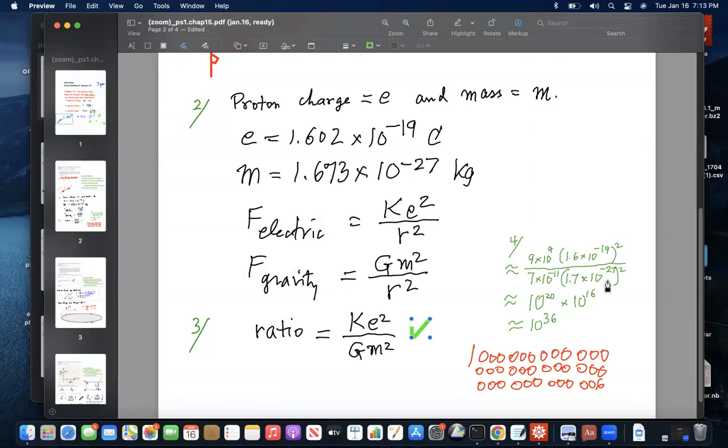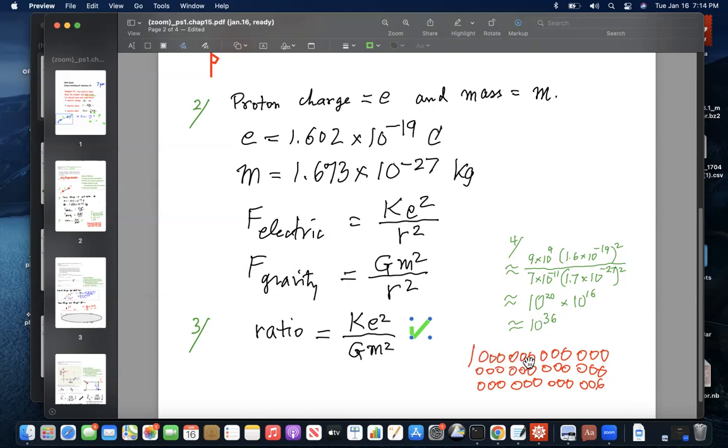Divided by 10 to the minus 54 when I square it. So I have 54 minus 38, that's 16. Combine that with a 10 to the 20, it's about 10 to the 36. So indeed, the electric force is much larger than the gravitational force for subatomic particles, in particular for a proton. It's 1 followed by 36 zeros.